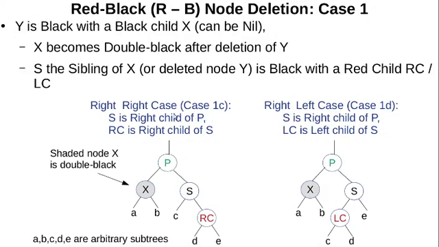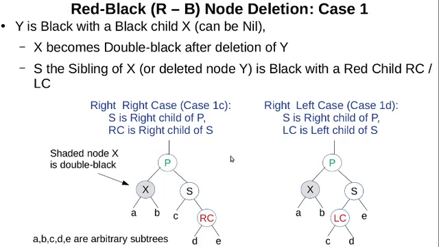Next, we briefly discuss the right-right case, where S is the right child of P and the red node RC is the right child of S. As noted earlier, a single left rotation at P is required. Right-right case is the mirror of the left-left case, as discussed earlier.